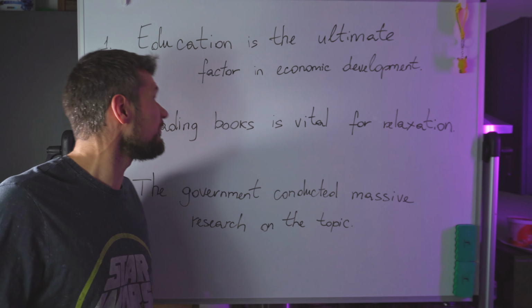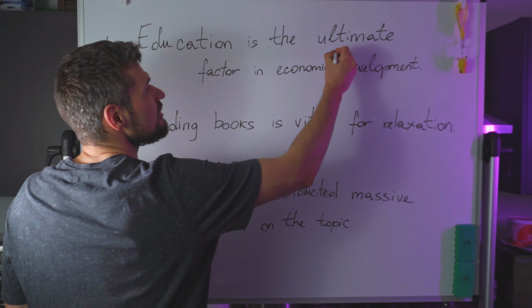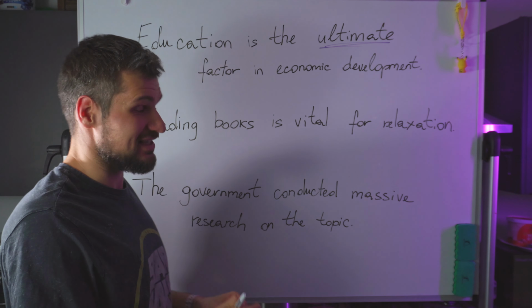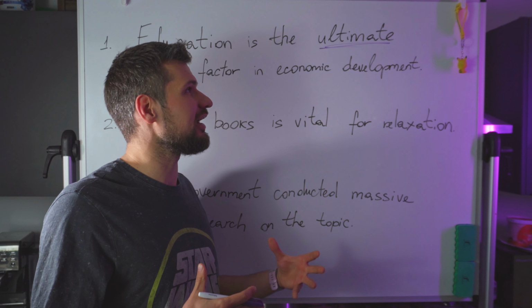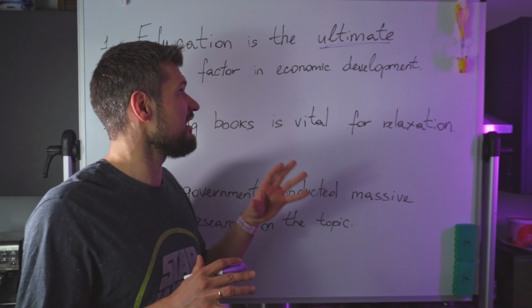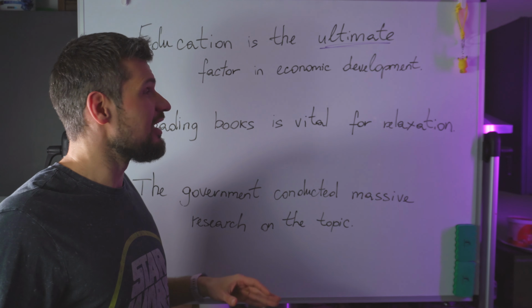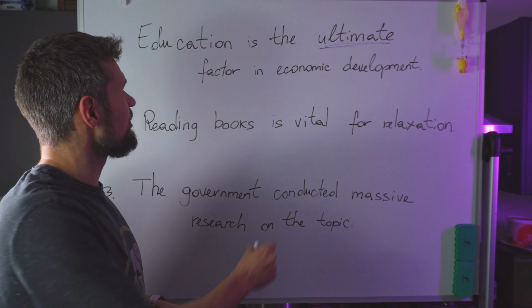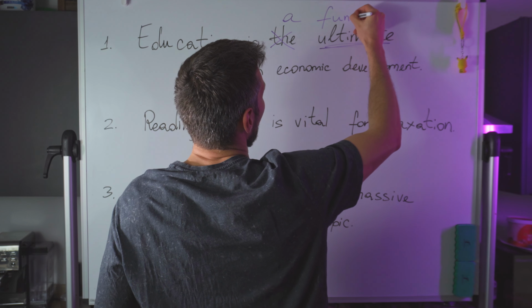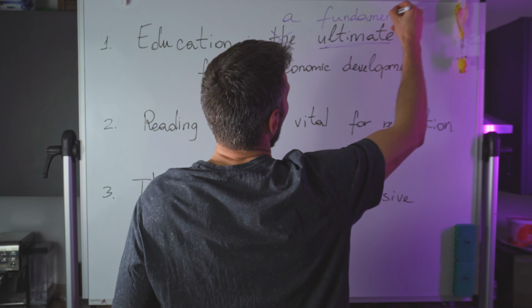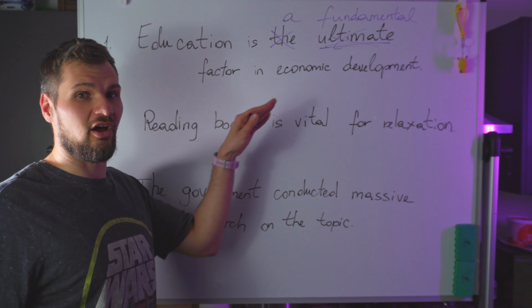Now let's take a look at the first one. Education is the ultimate factor in economic development. Now, this word here is incorrect because yes, ultimate means important, but it means that it's the only important factor, or it's the final factor. So if we want to say that education is important or essential, instead of the, we say a fundamental. Education is a fundamental factor in economic development.